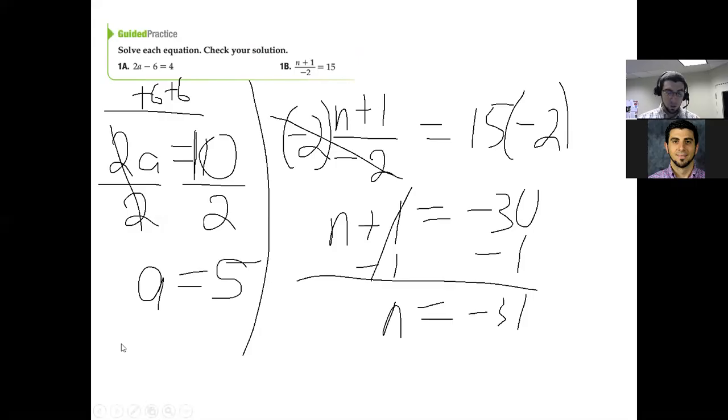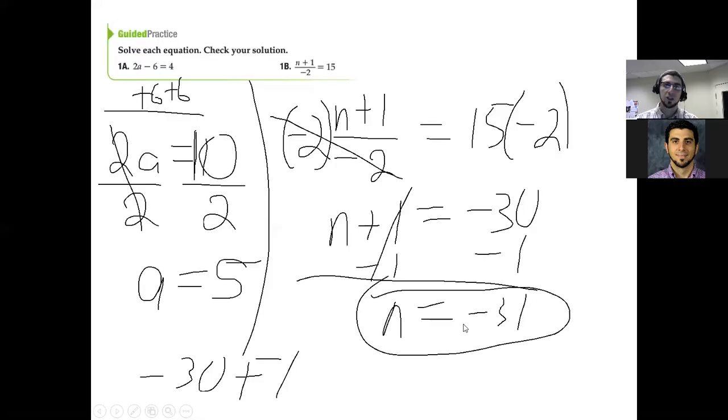Now, if I did this horizontally, it would be -30 minus 1. And remember the rule for subtraction? Always change it to addition by doing keep, change, change. And now it's an addition problem of 2 integers that have the same sign. So when the signs are the same and you're adding, you add the numbers, keep the sign. So 30 plus 1 is 31, keep the sign, it's negative. So -31.